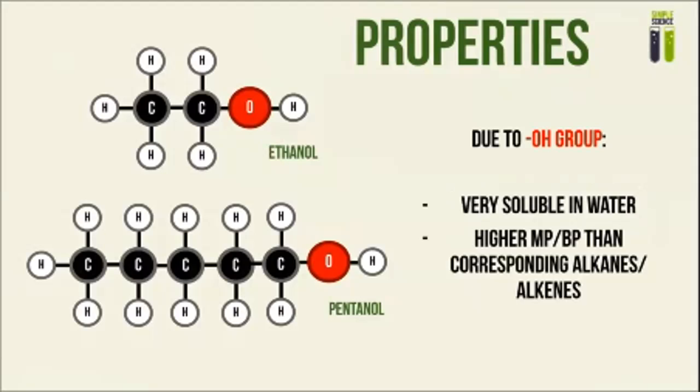And due to this OH group, which gives rise to, again, a higher level understanding of something called hydrogen bonding, the solubility in water of alcohols is very high. So alcohols can mix very well with water compared to alkanes and alkenes. And also due to this OH group and hydrogen bonding, the boiling point and melting point of alcohols are significantly higher than that of alkanes and alkenes.